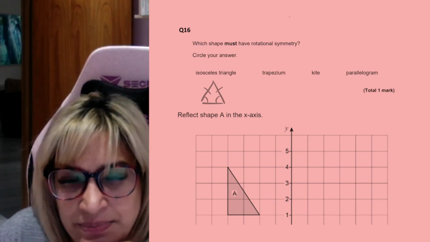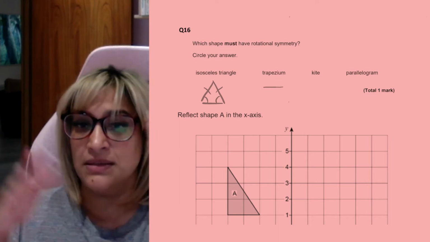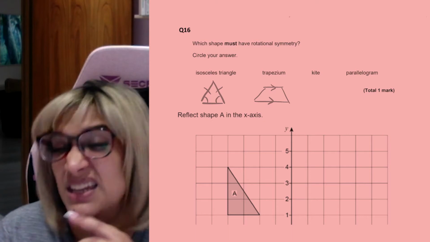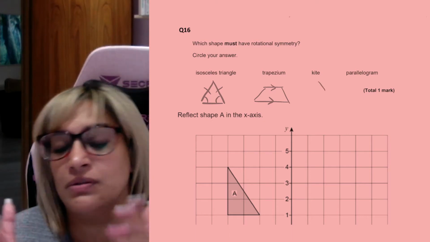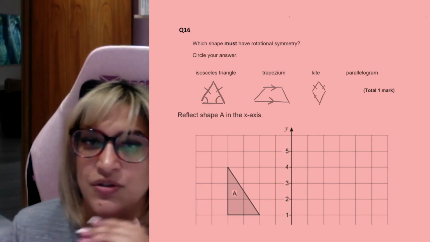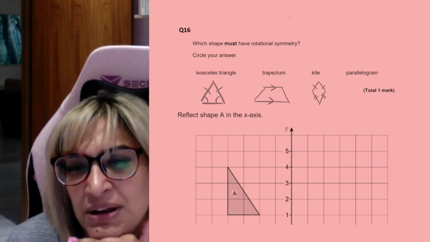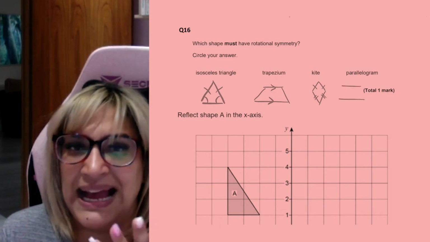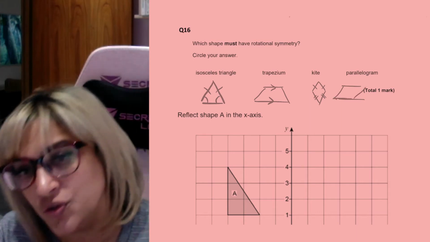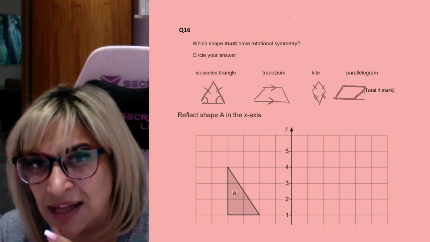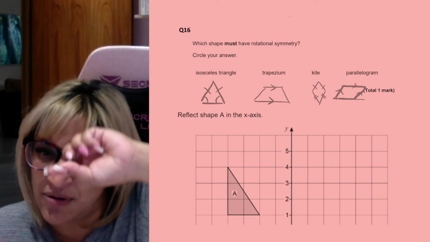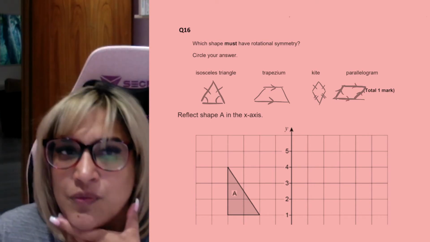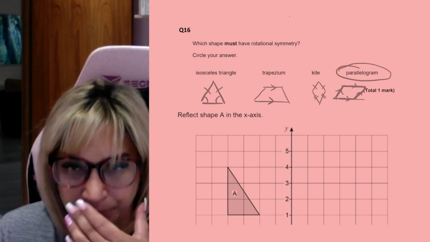A trapezium has two parallel lines and two that aren't. A kite looks like a kite. So you've got essentially two sides that are the same and two sides that aren't. And a parallelogram is like a drunk rectangle. So a rectangle has two sides the same and two sides different as well, but because everything's parallel, you're able to twist the whole thing and you end up with rotational symmetry.